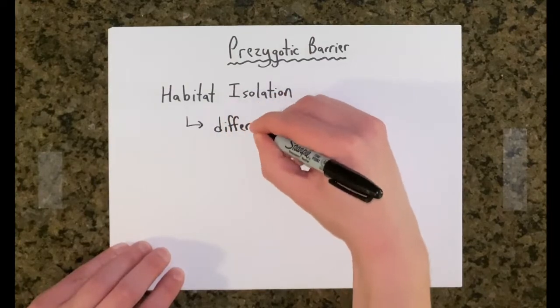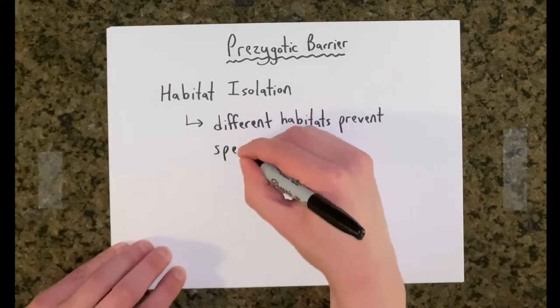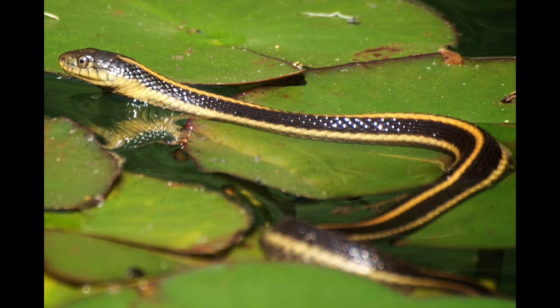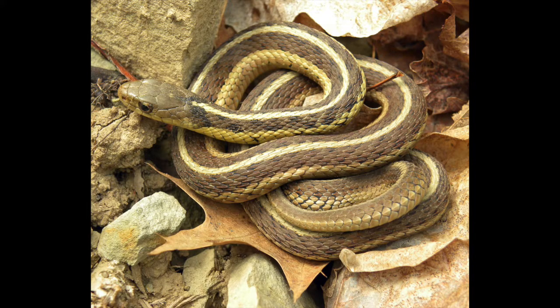This is where two closely related species do not get the opportunity to reproduce because they live in different habitats within the same ecosystem. As an example, one species of garter snake might live primarily in water, while another species of garter snake might live exclusively on land, thereby preventing the two from ever interbreeding.